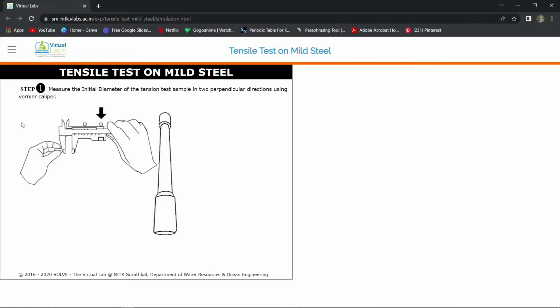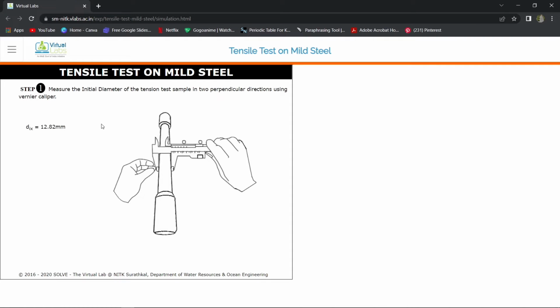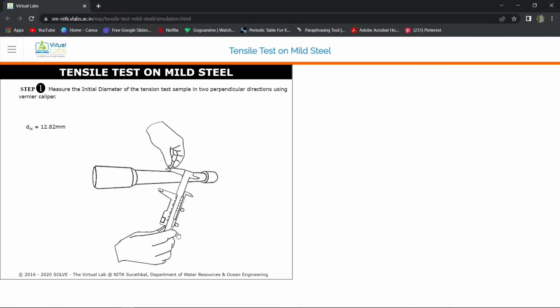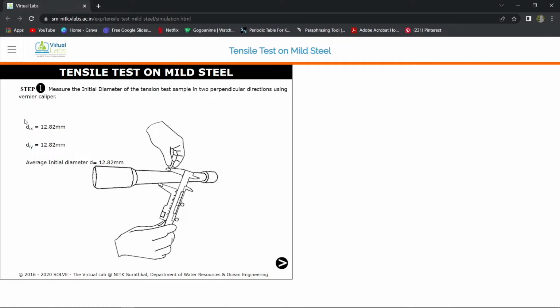First and foremost, step 1: measure the internal diameter of the tension test sample in two perpendicular directions using the vernier caliper. Tap over here and it will measure. The diameter we got is 12.82 millimeter. The average internal diameter is 12.82 millimeter.